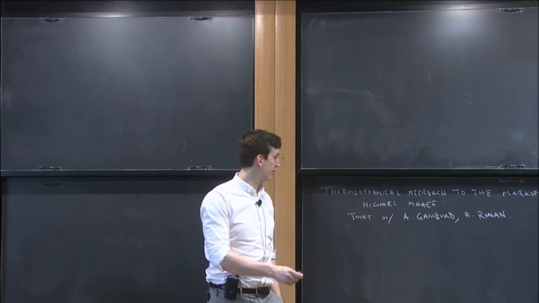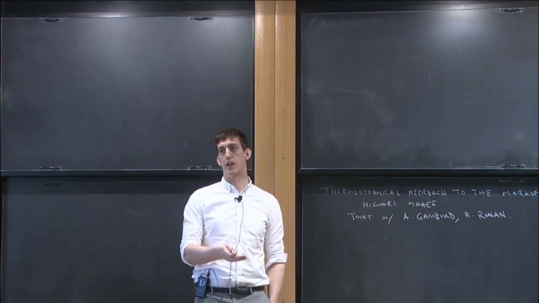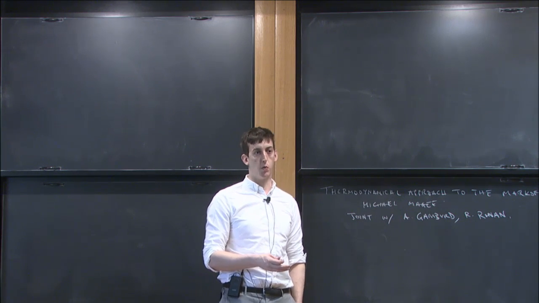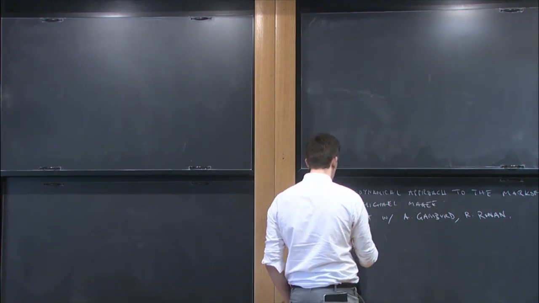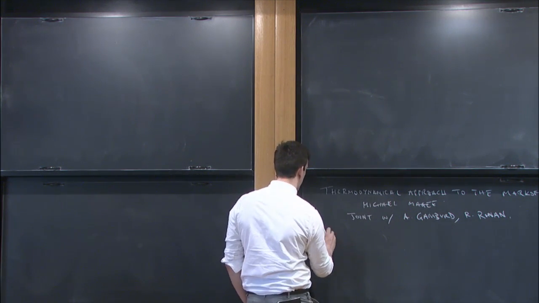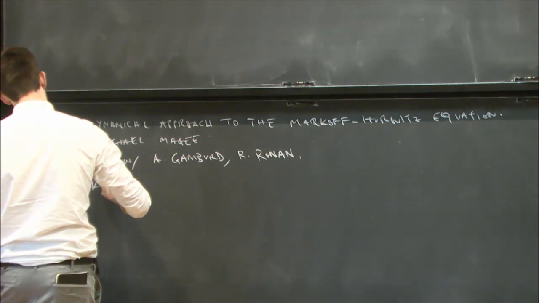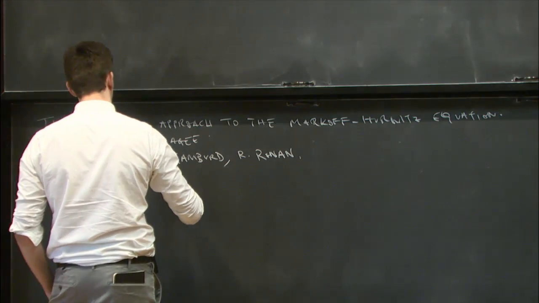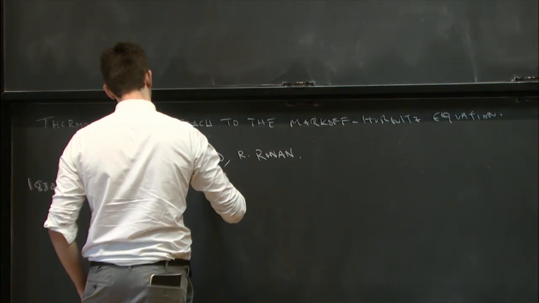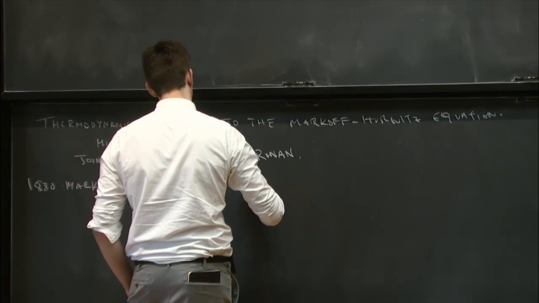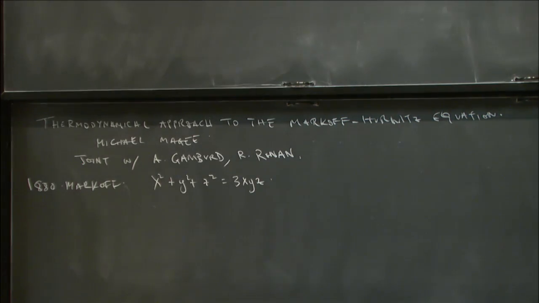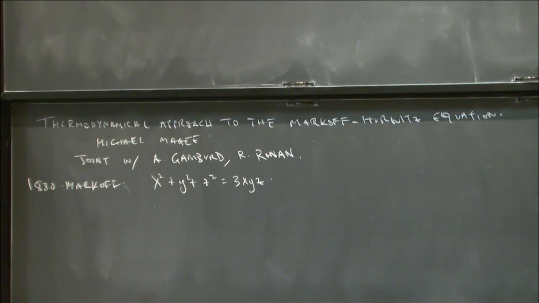So let me set the stage for my talk, which is about a family of Diophantine equations that originates with work of Markov. In 1880, Markov was studying the equation x squared plus y squared plus z squared equals 3xyz in relation to binary quadratic forms. And the integer solutions to this equation are also related to Diophantine approximation by the Markov spectrum.